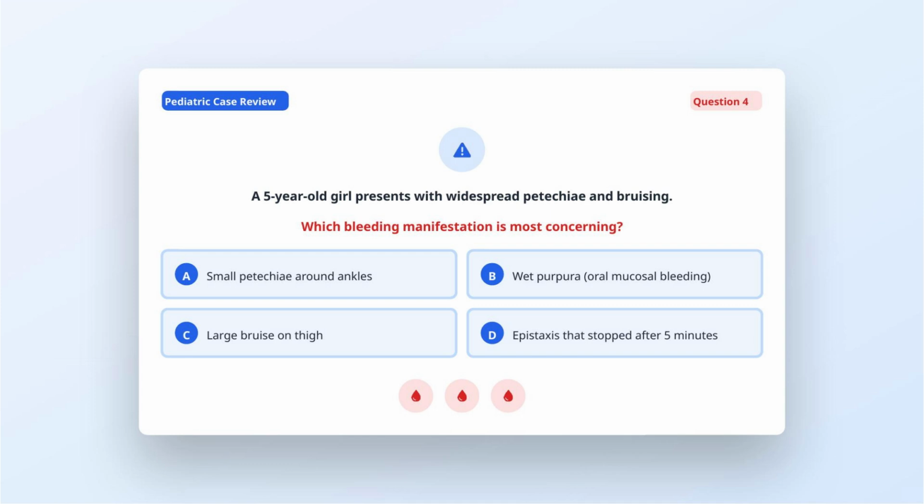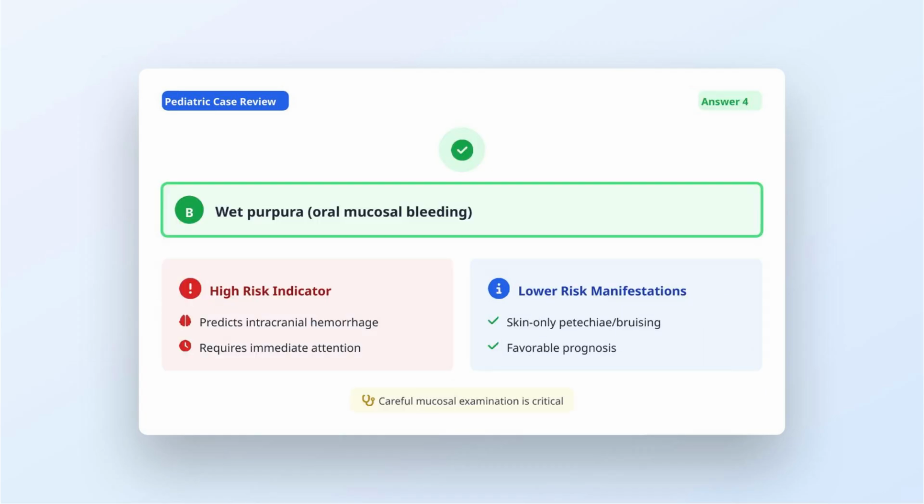Continuing with clinical presentation, a 5-year-old girl presents with widespread petechiae and bruising. Which bleeding manifestation is most concerning and would warrant immediate intervention? A. Small petechiae around ankles. B. Wet purpura, which refers to oral mucosal bleeding. C. Large bruise on thigh. D. Epistaxis that stopped after 5 minutes. The correct answer is B.